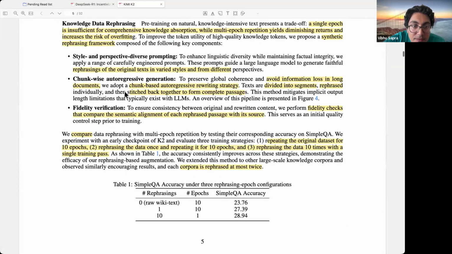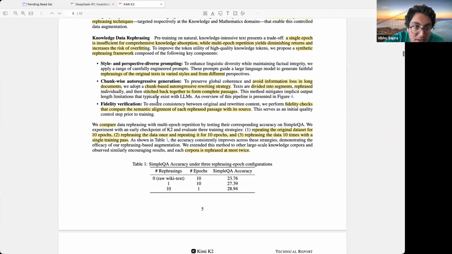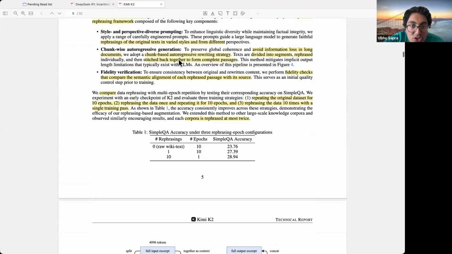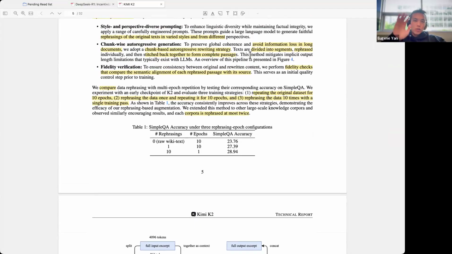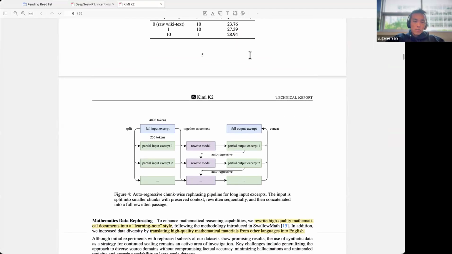So here, chunk-based autoregressive strategy. Texts are divided into segments, rephrased individually, then stitched back together to form complete passages. This method mitigates implicit output length limitations. The autoregressive part, I think, is, let's see. When I read the paragraph, I read it as okay, we split into chunks, we rephrase the paragraphs, and we just smash it back together. But I realized that the first few phrases make a lot of difference to maintain global coherence.